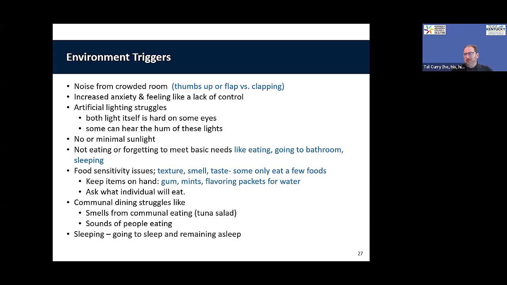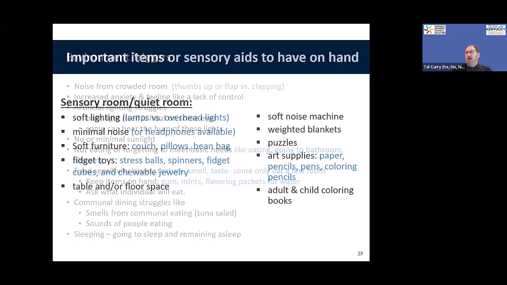I use the example tuna salad because one autistic talks about how she used to have a hard time going to her work lunchroom to be with others because there were folks that had tuna salad in there or other things that smelled and kept her from wanting to be in there, even though sometimes she was trying to push herself to be there. Sleeping, going to sleep, and remaining asleep are certainly triggers or challenges for autistics.